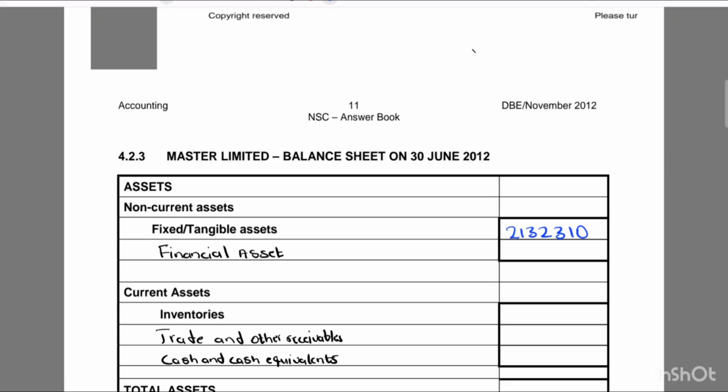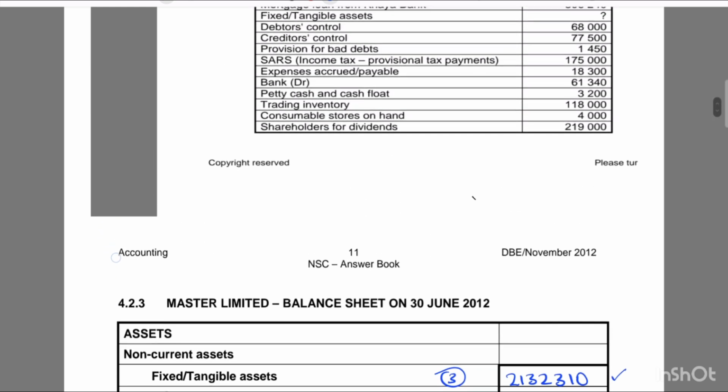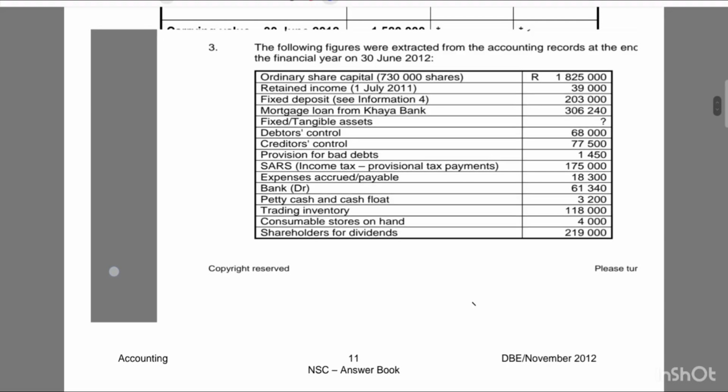Today we will be doing the balance sheet. Remember, this amount was taken from our previous lesson, which was fixed or tangible asset, note number 3. Alright, now we are going to continue with our information. We are given our information here. I hope my information is visible.